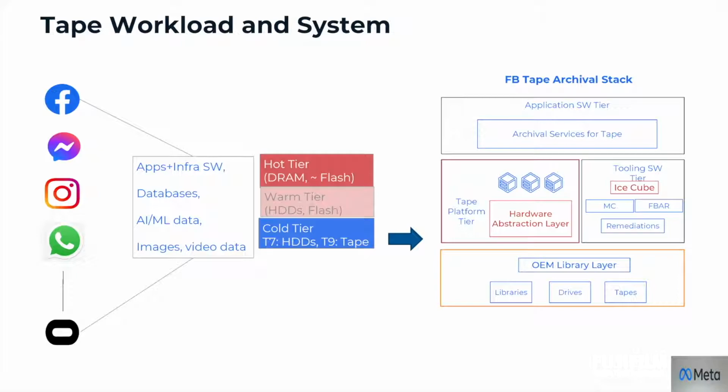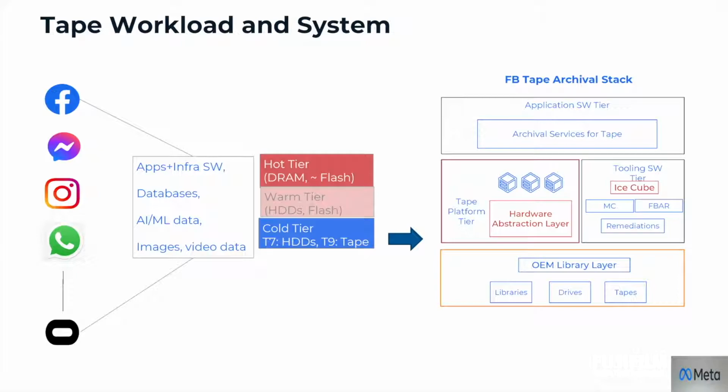The general overview of the architecture is described on the right. On the top is the application software tier, served by the platform tier. There are two parallel groups. On the left is the platform tier. On the right is the tooling tier that goes in parallel with the platform tier, providing support and remediation. Basically it is a supporting tier.